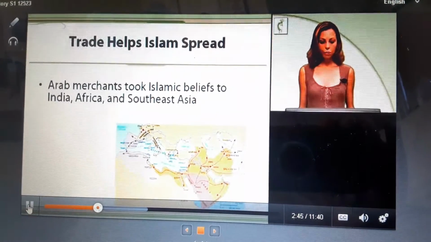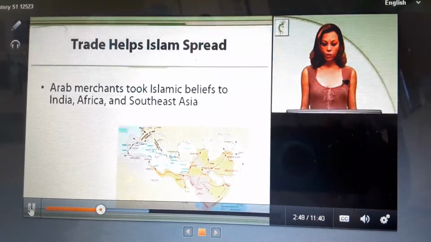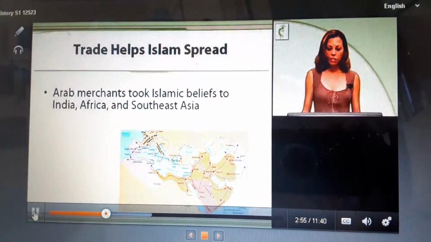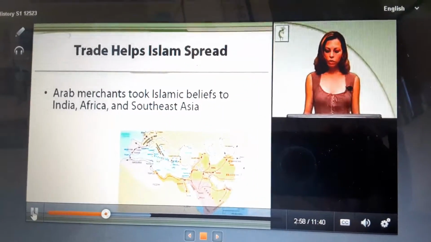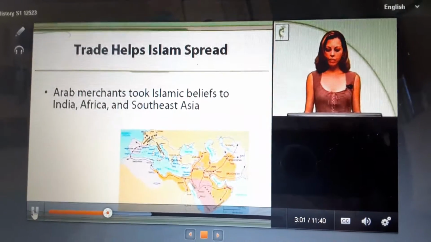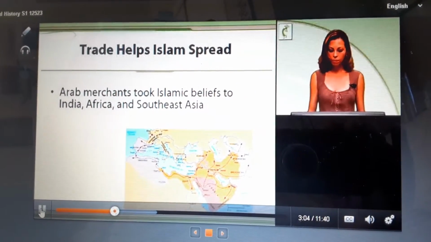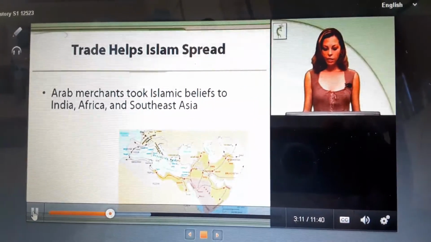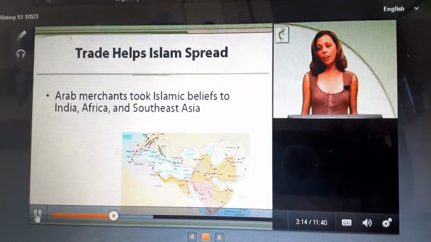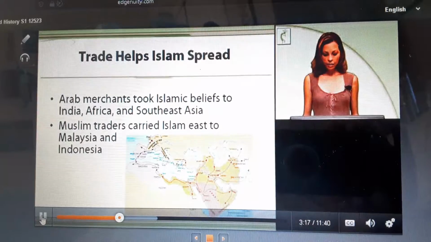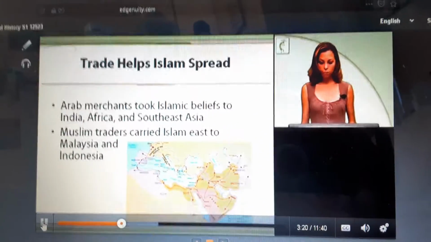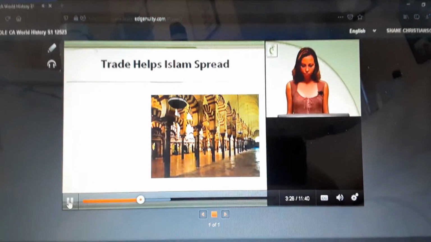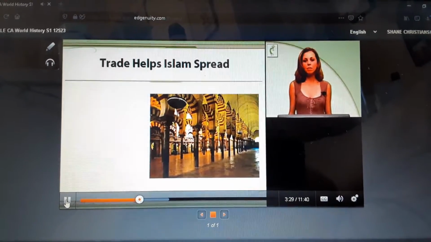Trade helped spread Islam also. Merchants, mostly Arabs, took it to India, Africa, and Southeast Asia. Some of India remained Hindu, but many coastal cities became Muslim communities. Many African societies had both African and Muslim customs, and many African leaders did convert to Islam. Trade brought Islam also to Malaysia and Indonesia, and new products brought to the Muslim lands made things interesting for the Muslims. And trade made the Muslims very wealthy.